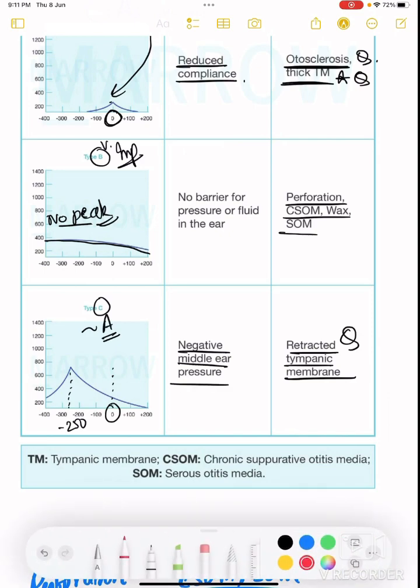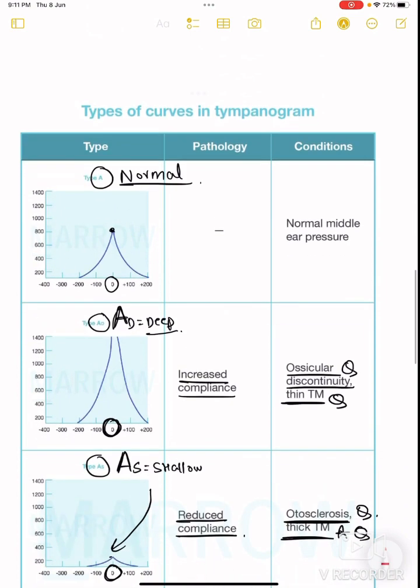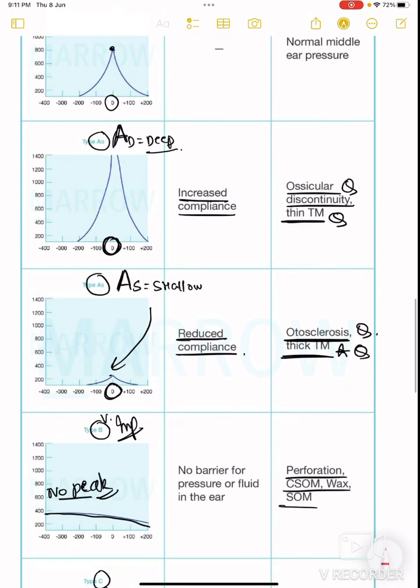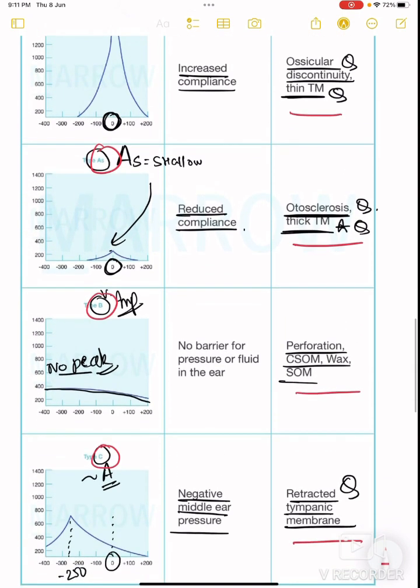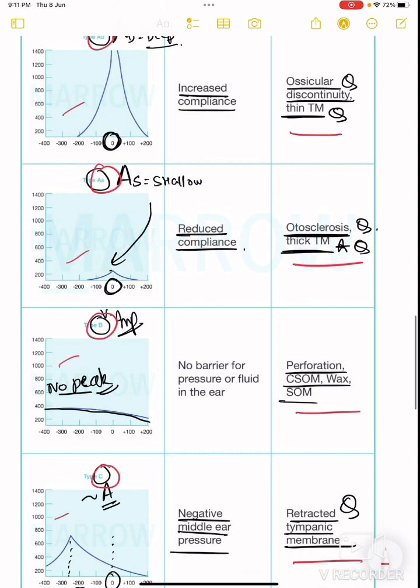It is a very important topic. You just have to remember A variety, AD variety and its cause, AS variety and its cause, B variety and its cause, C variety and its cause. That's it. And you have to remember the graphs also. That's it. Thank you.